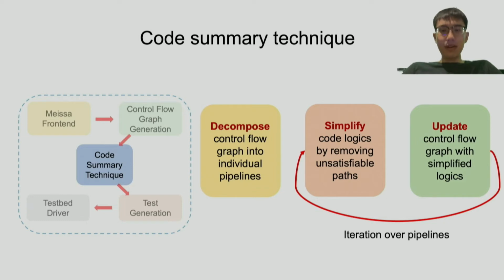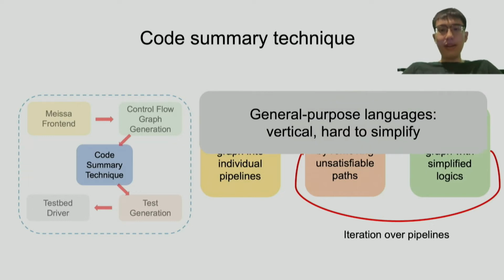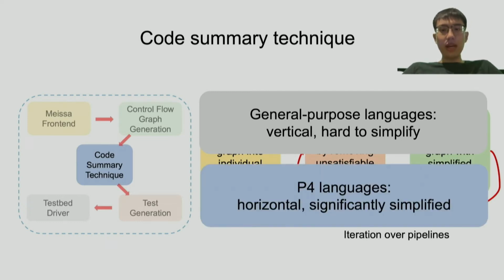At a high level, the summary removes invalid paths and encodes each valid path with its constraints and variable values compactly. We note that similar ideas like code summary have been proposed to generate test cases for general-purpose languages. However, they are mainly targeted at function calls, where the vertical composition of components makes it hard to simplify lower-layer library functions. In comparison, programmable data planes follow a pipeline layout. Meissa leverages its horizontal composition of components and adopts domain-specific techniques to significantly simplify each individual pipeline before generating test cases for the entire program.